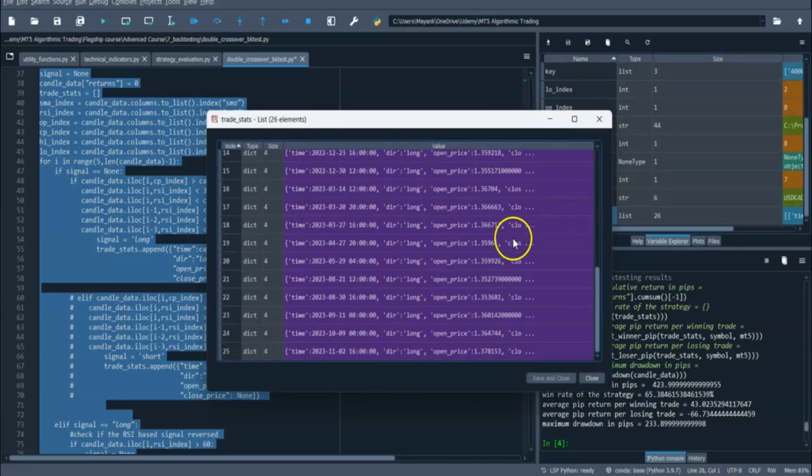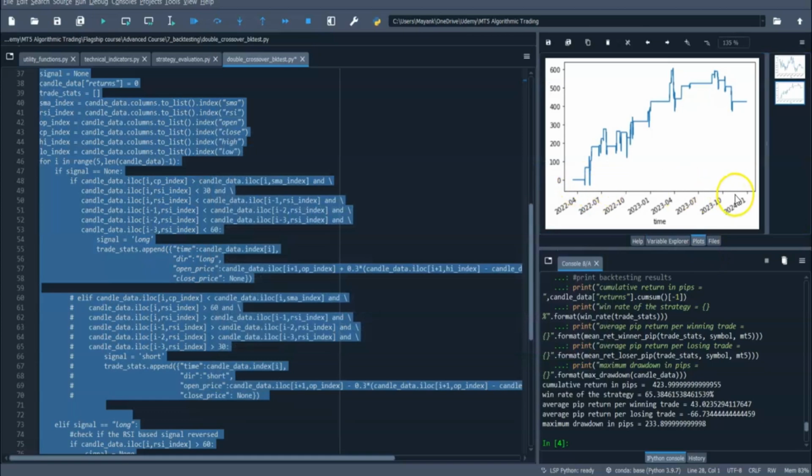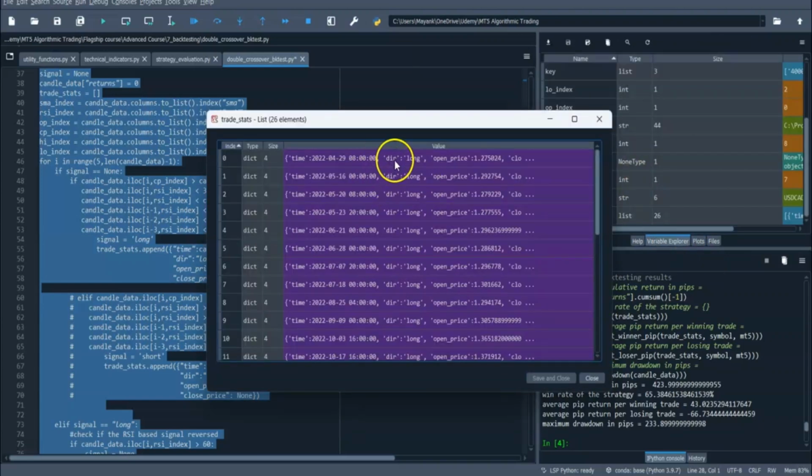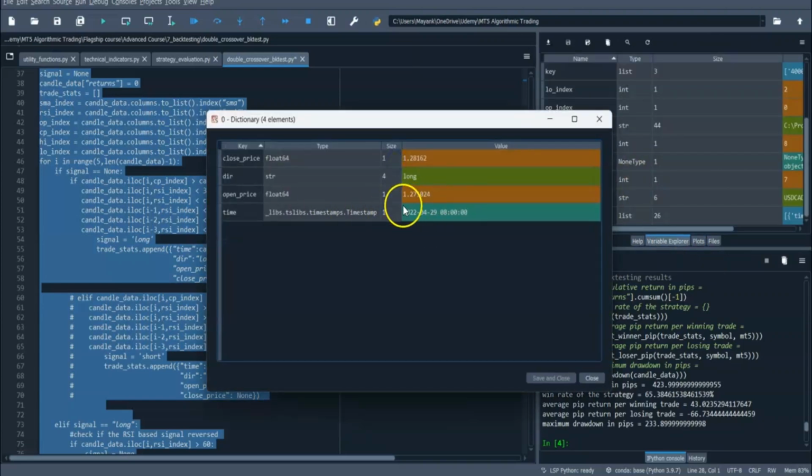So we've got 26 trades over a period from April till end of the year, so 9 months. So in 9 months, you've got 26 trades, so around 3 trades a month. Let us see a few trades, for example. So here we got a long signal. We entered at 1.275. We exited at 1.281. So a nice 66 pips return.